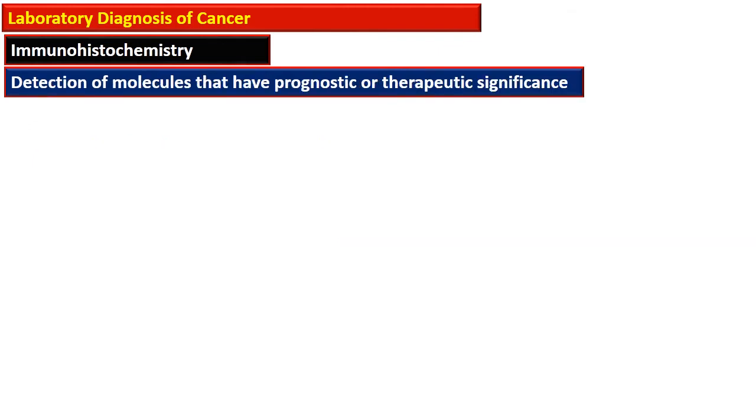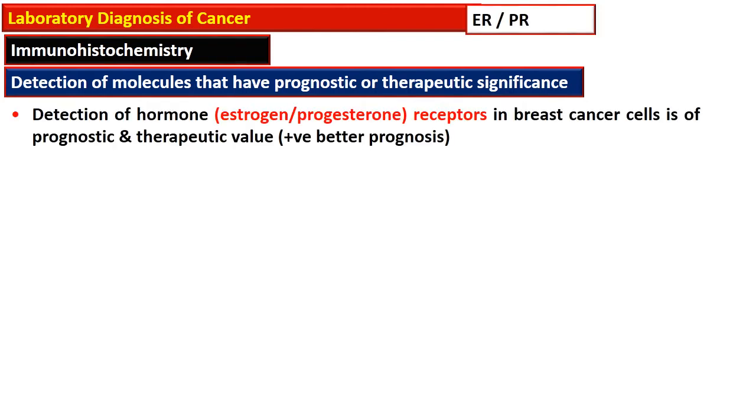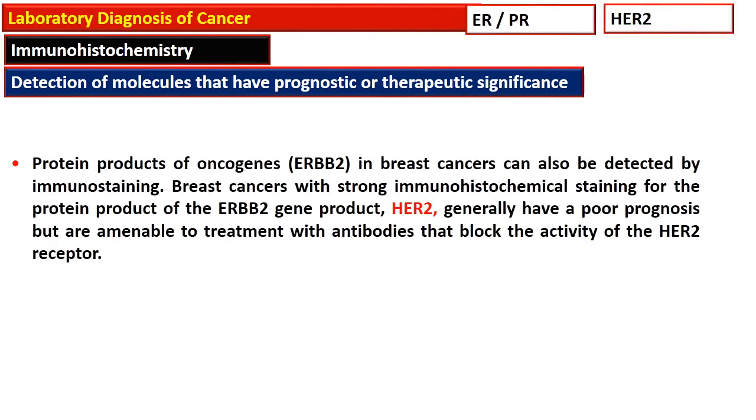Immunohistochemistry can also be used for the detection of molecules that have prognostic or therapeutic significance. One of these is the detection of hormone receptors through immunohistochemistry, such as estrogen and progesterone receptors that are expressed in breast tumor cells, and they have a prognostic and therapeutic value. If the breast tumors express estrogen and progesterone receptors, they are associated with a better prognosis.